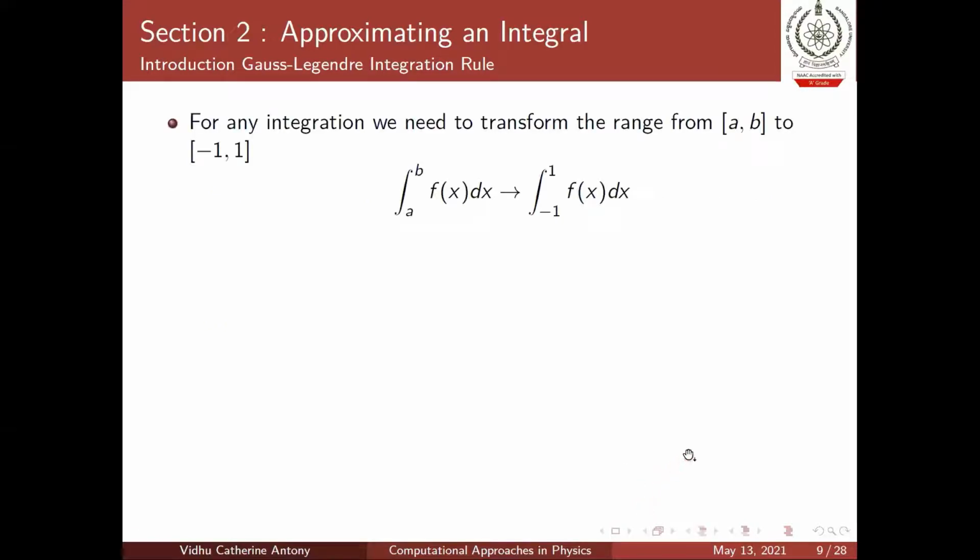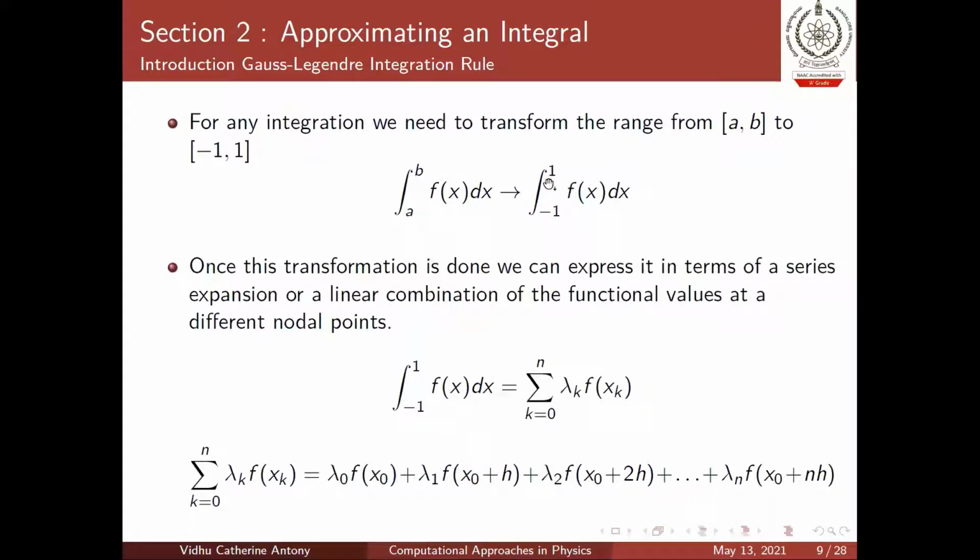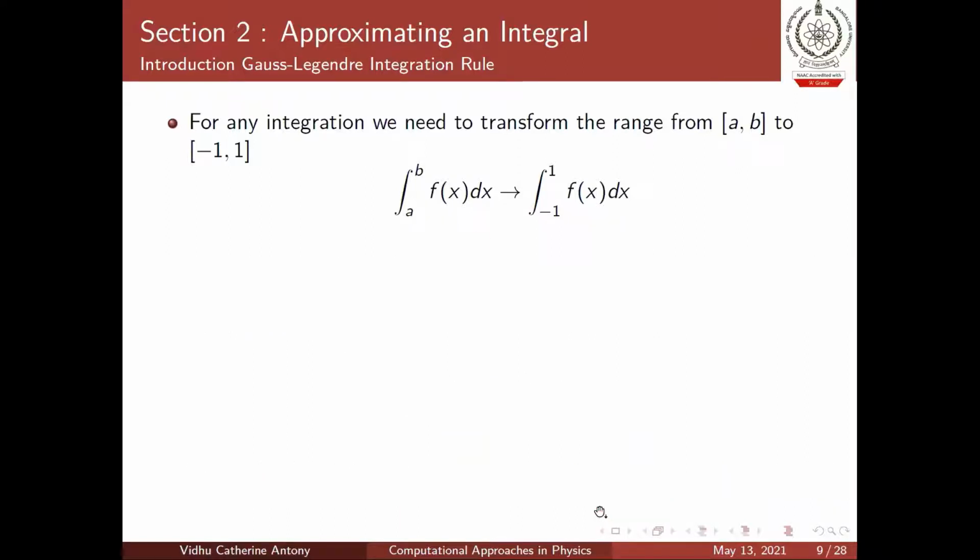So let's look at this. For any integration, we need to transform the range from a to b to the -1 to 1 region. We will do a problem on that transformation and look at it elaborately in the next session. Our task is to look at how you can do the Gauss-Legendre method in 1-point form, 2-point form, and 3-point form. There are problems that are going to be associated with this.